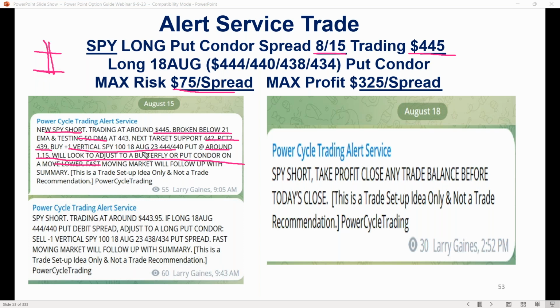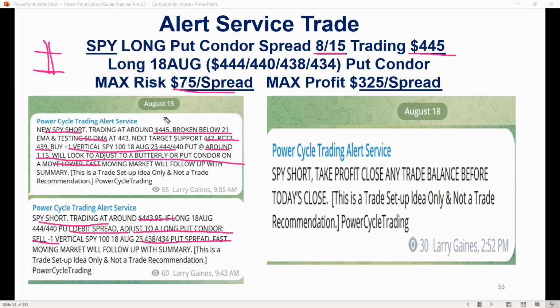So then we had this next thing. It was trading at 445, then it broke down to 443. So I sent out this alert, saying if long that 444/440 put debit spread, adjust to a long put condor. Sell a vertical put credit spread at the 438/435 put spread. Fast moving market, will follow up with summary.